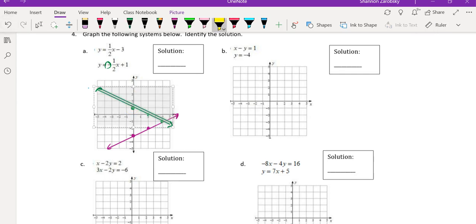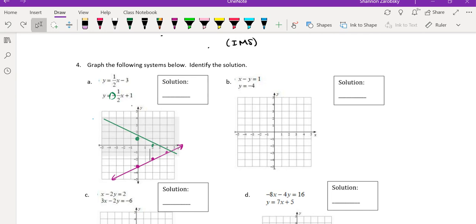Oops, don't want to do that. Undo. It moved on me. Not what I wanted. That line moved on me. Sorry about that. Oh, and it's not erasing. It looks like it's frozen.